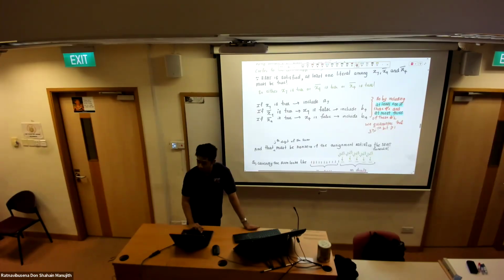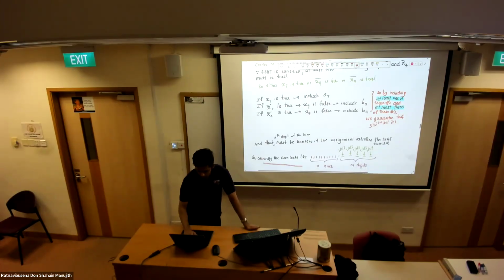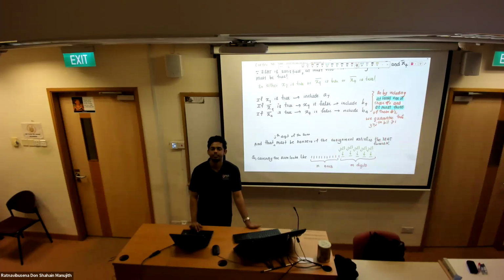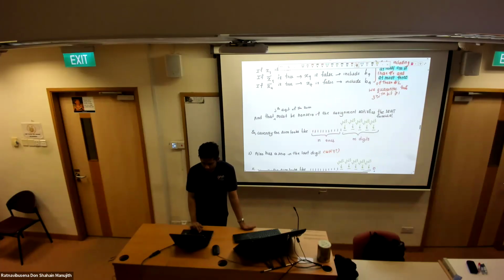Okay. So now the sum will look like this. We'll have n ones and m digits, and each of these m digits will be either 1, 2, or 3. So we have n ones and then the last m digits will be either 1, 2, or 3. Guaranteed. Okay. Right. So let's continue.